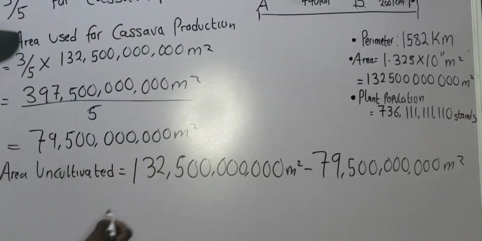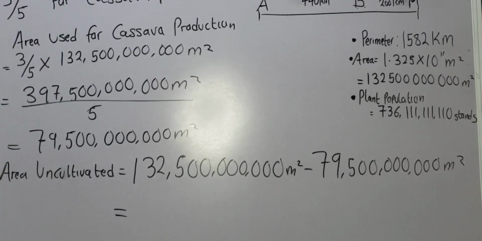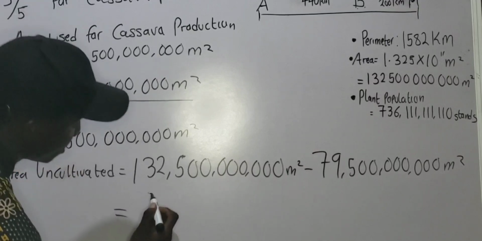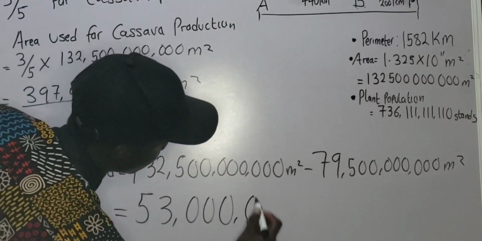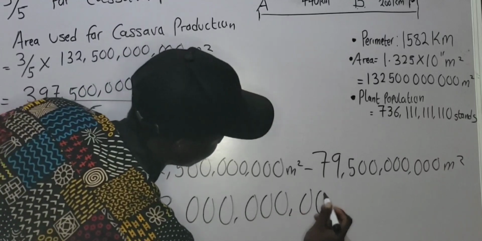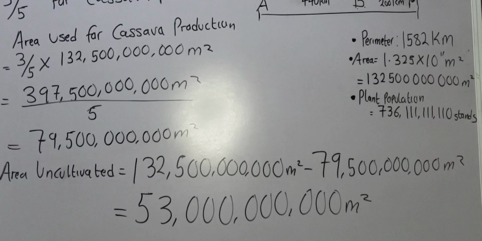So the area that was not cultivated is equal to, if you subtract this from this, you are going to get 53 billion meters squared. Do you understand? We're going to get 53 billion meters squared. That is the area of the farmland that is not cultivated. Do you understand? Okay, let us proceed to the fifth question.